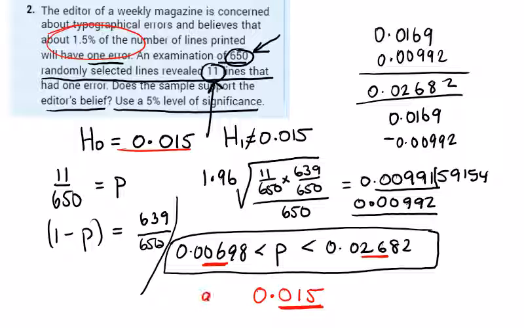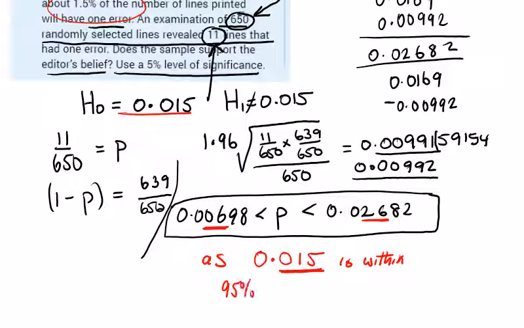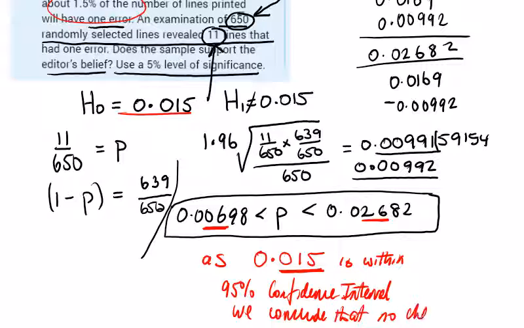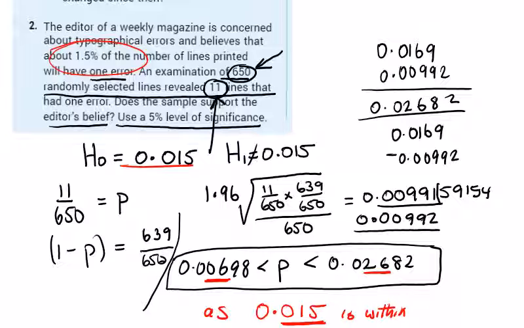So as it is within the interval, you could say within the 95% confidence interval, we conclude that there is no change to H0. If you have time, write it out. No change to H0, and we can say that whatever H0 was, 1.5% of lines printed would have one error. May as well rewrite this line too.